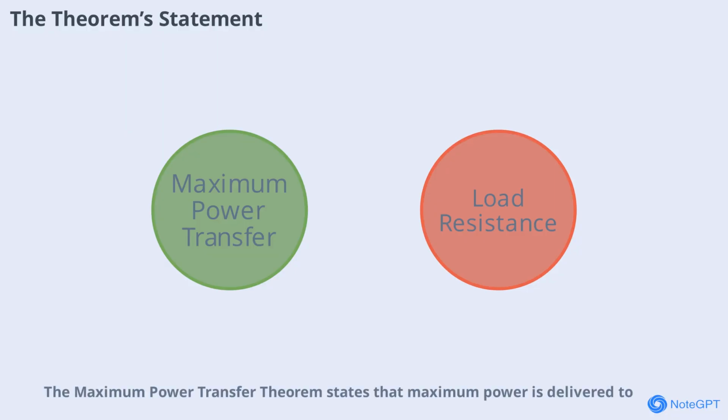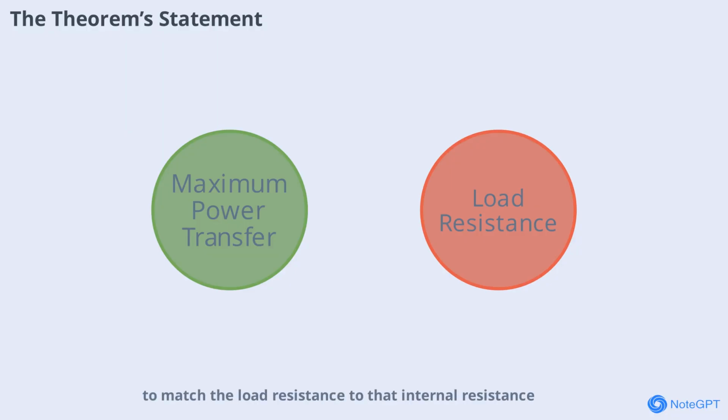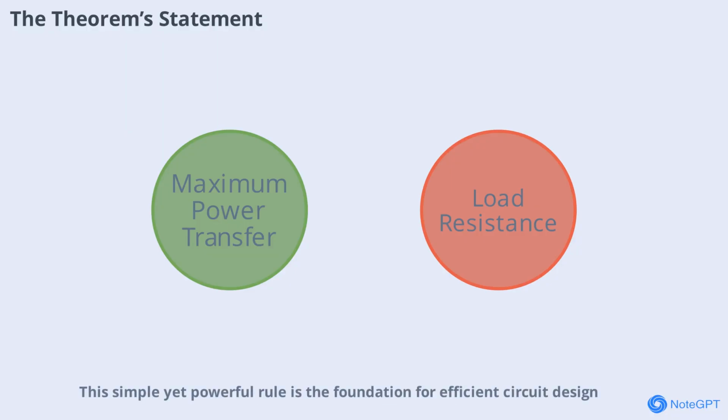The maximum power transfer theorem states that maximum power is delivered to the load when the load resistance equals the internal resistance of the source, as seen from the load's perspective. In other words, for a given voltage source with internal resistance, the best way to extract the most power is to match the load resistance to that internal resistance. This simple yet powerful rule is the foundation for efficient circuit design, especially in communication and audio systems. Next, we'll look at the basic circuit model to visualize this concept.